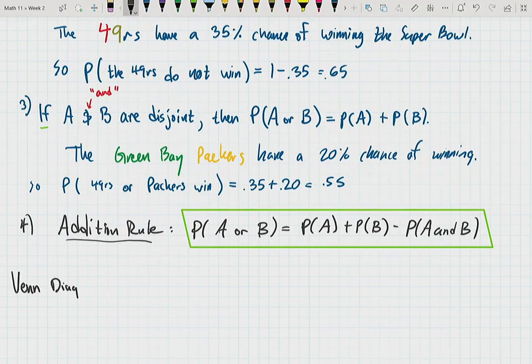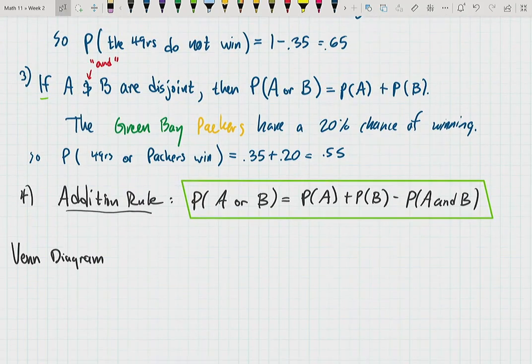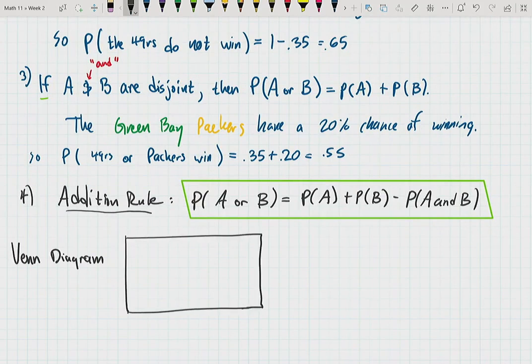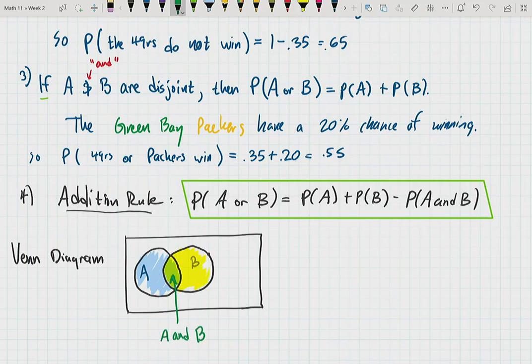So here's a Venn diagram to illustrate the addition rule. This big box will be the set of all possible outcomes. So let's make this one A, and let's color it blue. And let's make this one B and color it yellow. Then the region where they overlap there, that's the event that A and B occur.